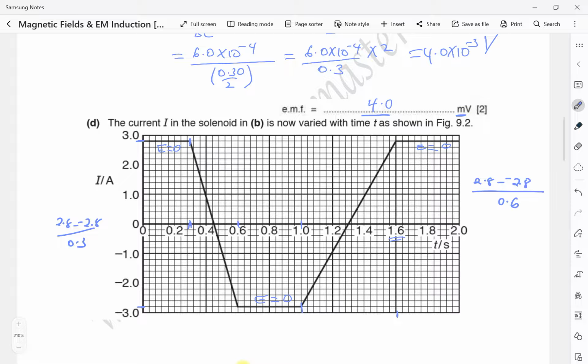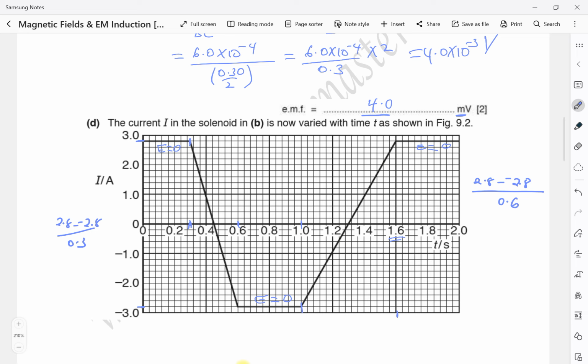And also, the gradient on the left is negative, and this one is positive. So if we say the EMF here is positive, we would say the EMF here is negative, or the other way around. They should not have the same sign because the gradients have opposite signs. So what is very important to note is that the gradient on the left-hand side is twice the gradient on the right-hand side. That's number one.